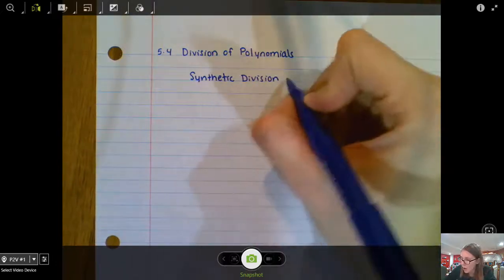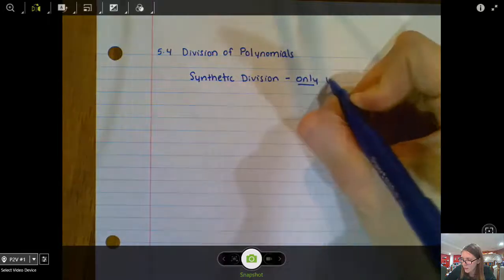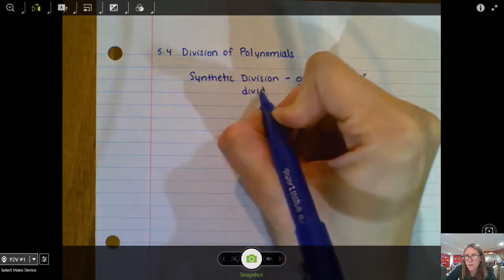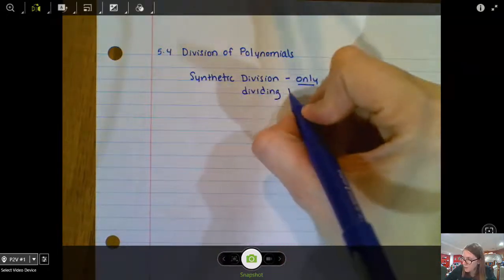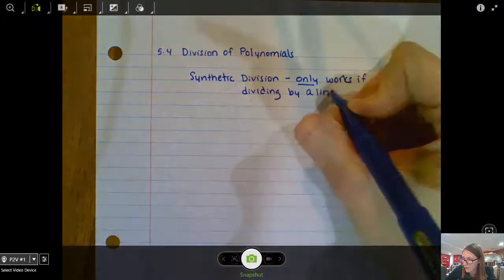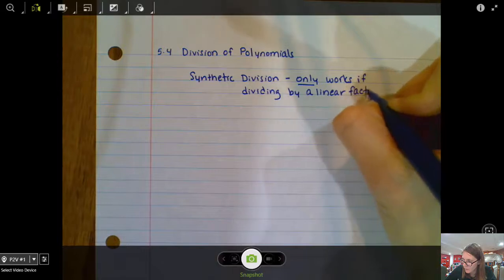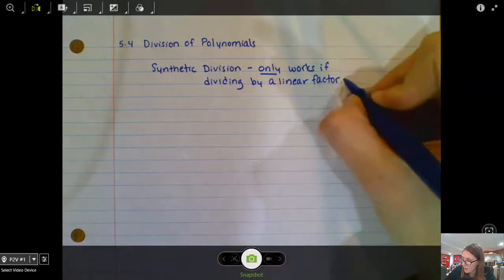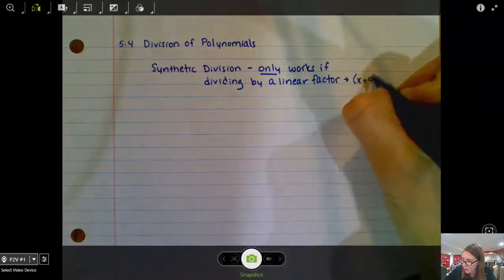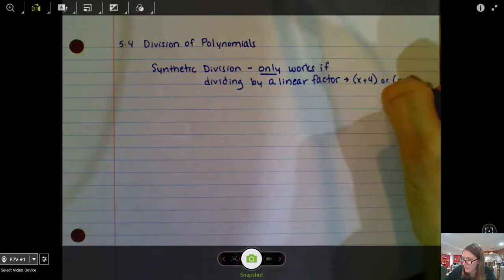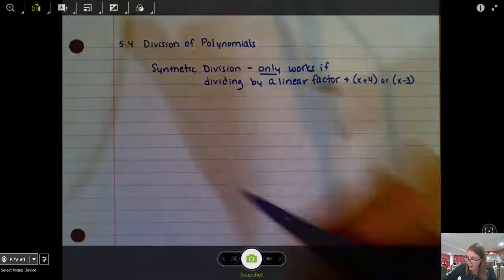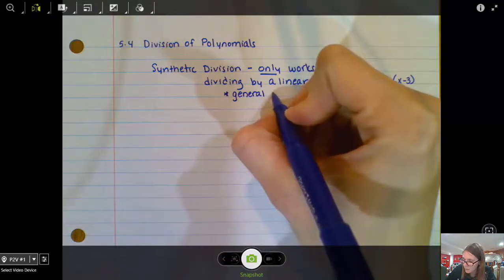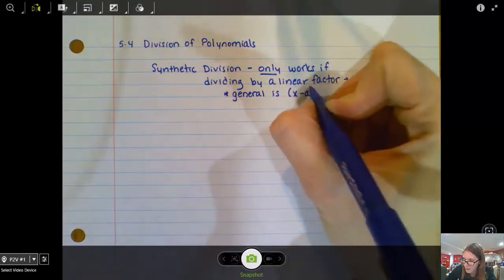Now, synthetic division only works if you are dividing by a linear factor. And a linear factor would mean something like x plus 4 or x minus 3. If something like this is what you are dividing by. Okay, now that general form for a linear factor is x minus a.